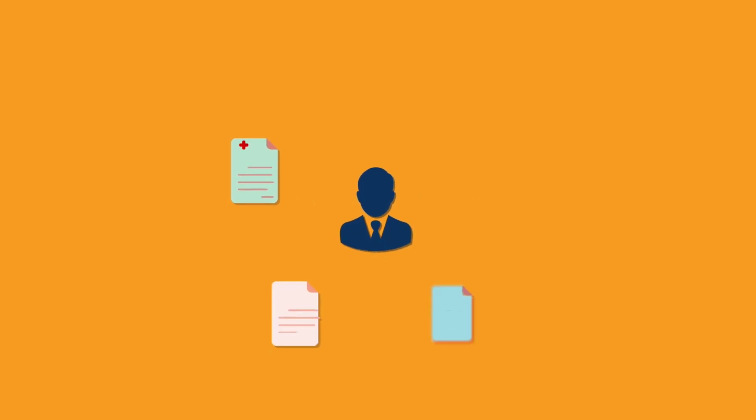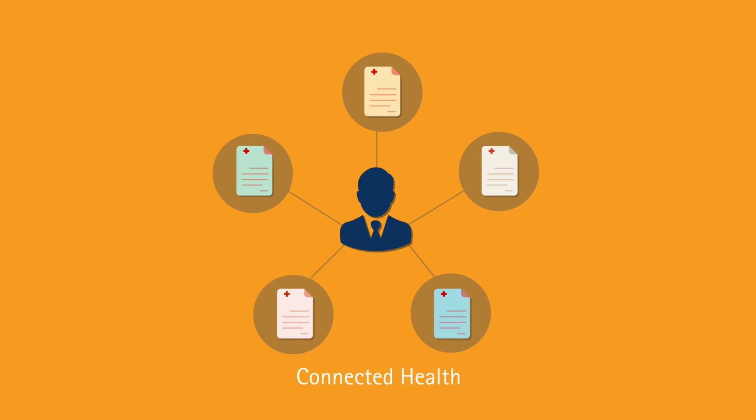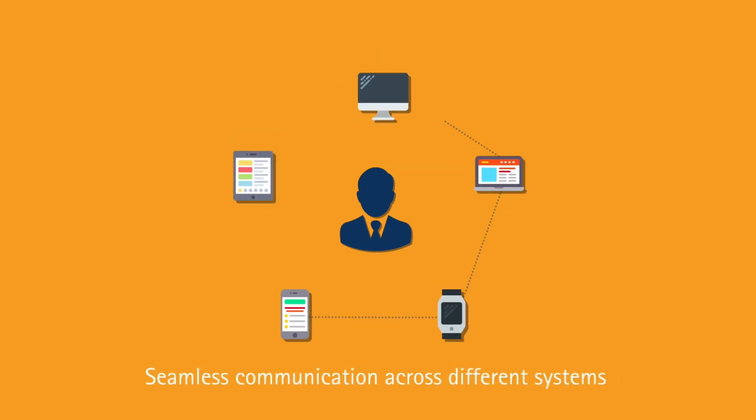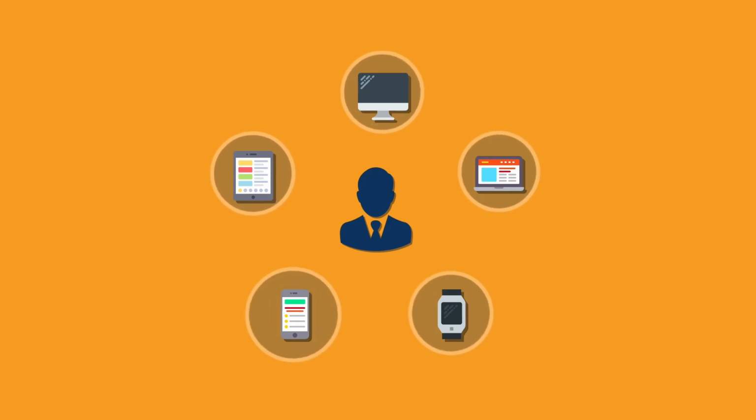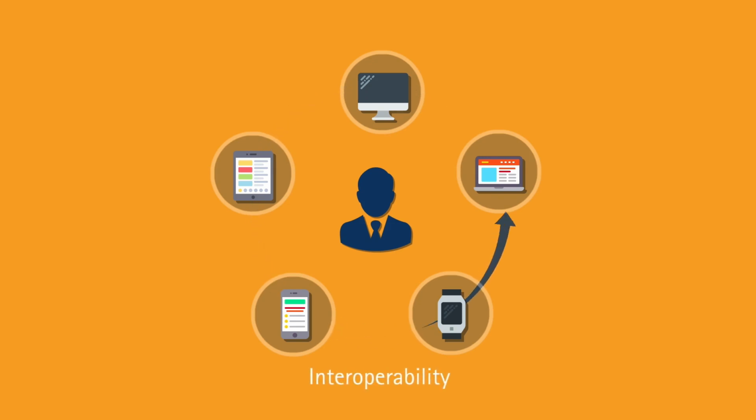Stringing of various sources of medical information results in what we call as connected health, seamless communication across different systems. Giving an end-to-end health picture of an individual requires integration of the involved systems with adequate data security protocols like Health Level 7. This smooth movement of data across systems is also called as interoperability.